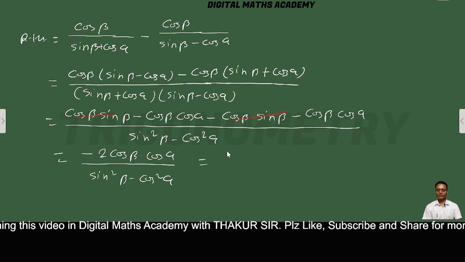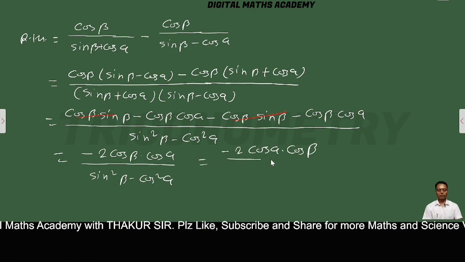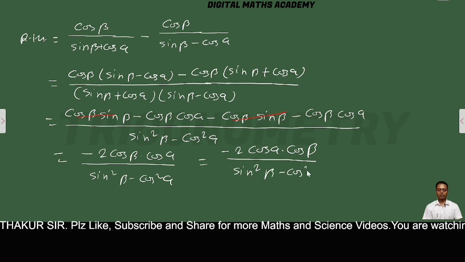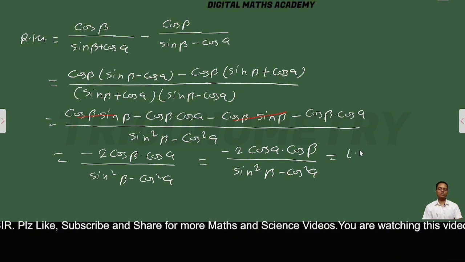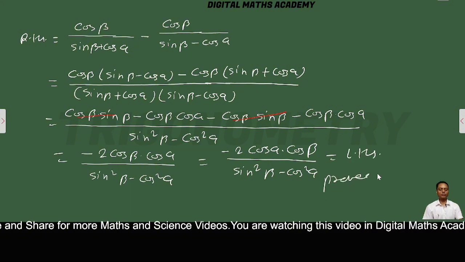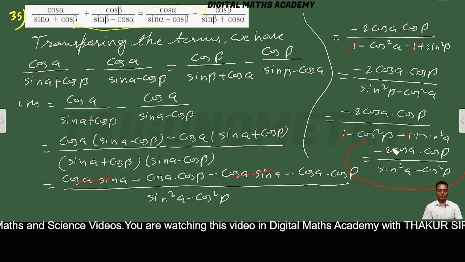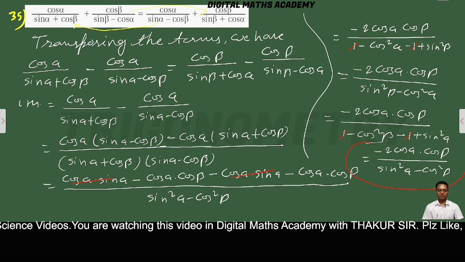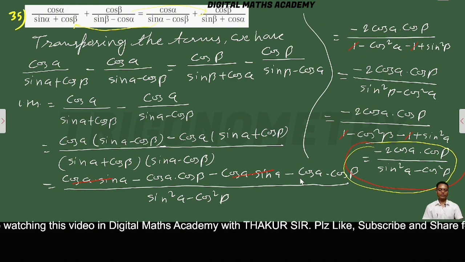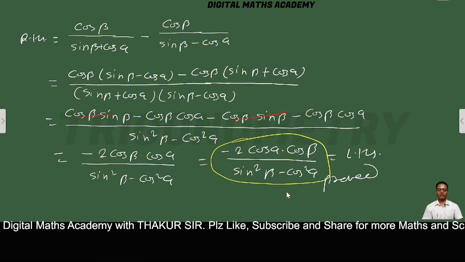So just we can write here minus 2 cos alpha dot cos beta over sin square alpha minus cos square beta according to the left hand side, and minus 2 cos beta dot cos alpha over sin square beta minus cos square alpha, that's equal to the right hand side. Then you can write here proved. Just you can see left hand side and the right hand side both are equal. Left hand side is this part, right? Left hand side and the right hand side, just you can see this part. So left hand side and right hand side both are equal, so you can write here proved.